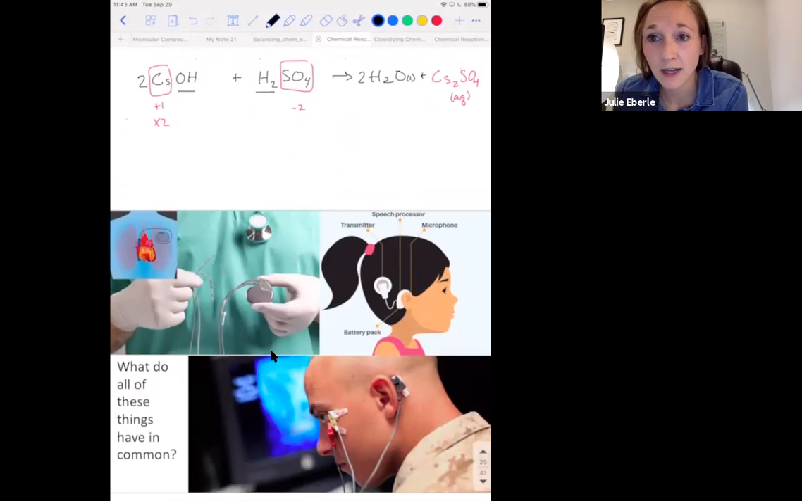These are medical devices. So you guys are all future health professionals. That doesn't mean you have to be going to nursing school to care about this kind of stuff. These things affect a lot of different lives. Some of you may have family members who have this kind of stuff. But what do these things have in common? Well, this first picture in the top left, anybody know what this is?